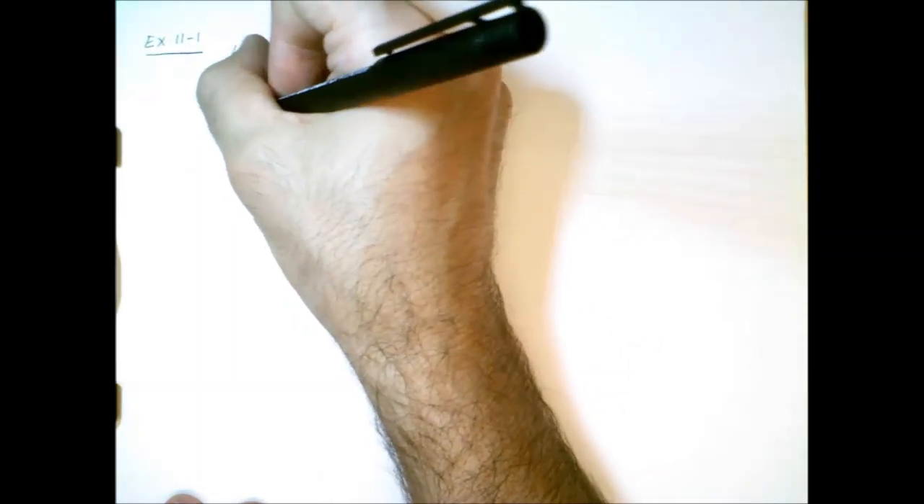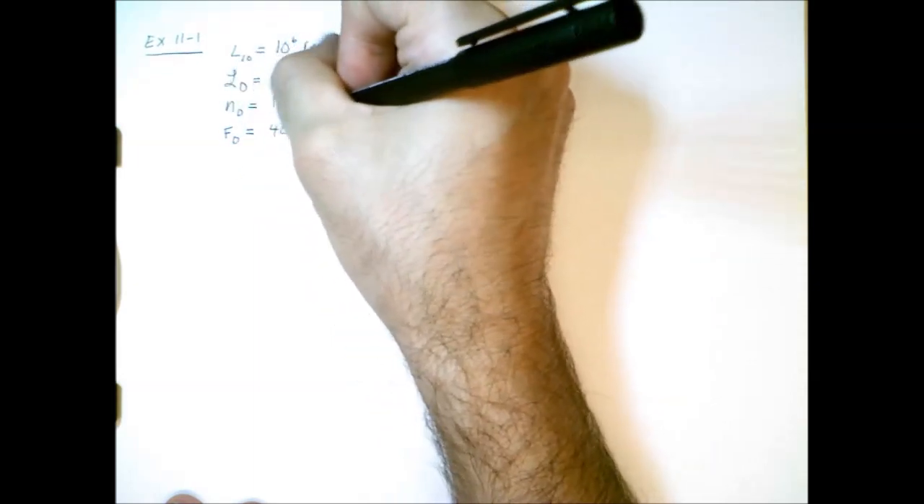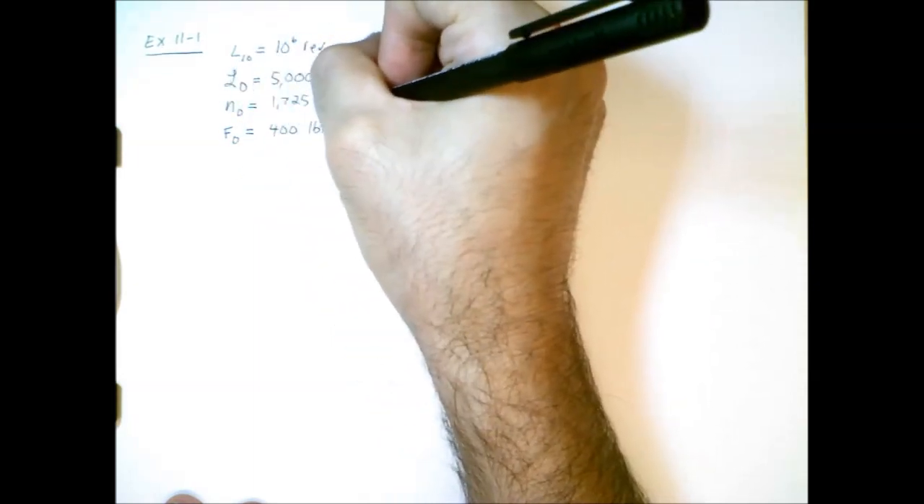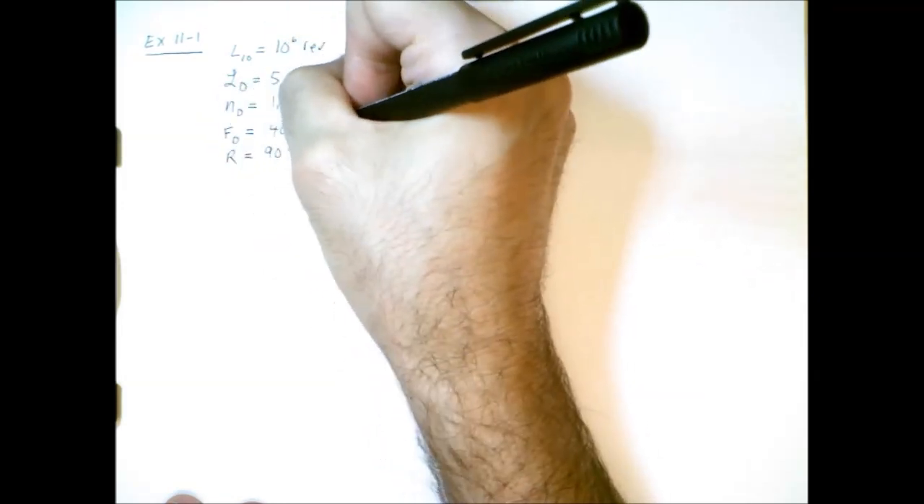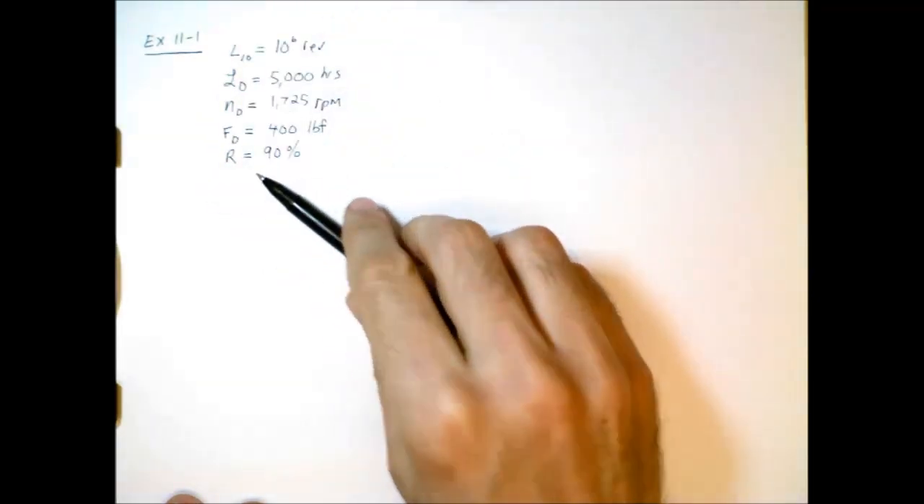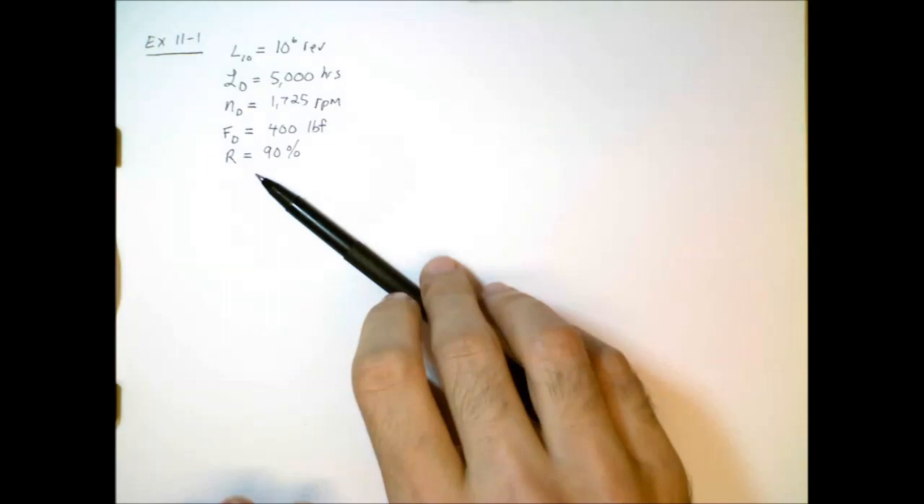Now, let's suppose the design force is 400 pounds force, and the reliability is 90%. And of course, remember that right now we're not dealing with different levels of reliability. We are assuming that the reliability in these problems at the moment is always 90%. We're only looking at the relationship between force and life.